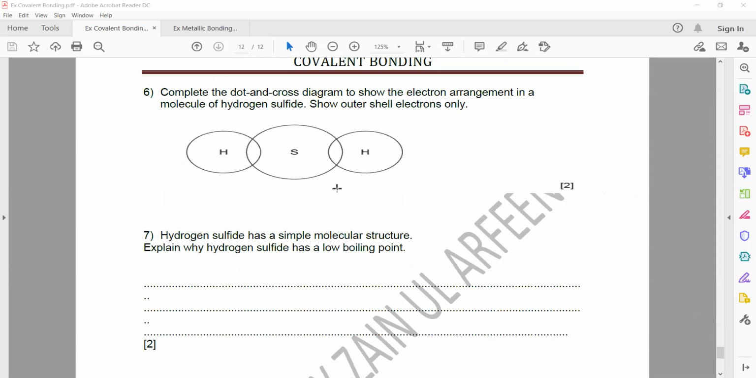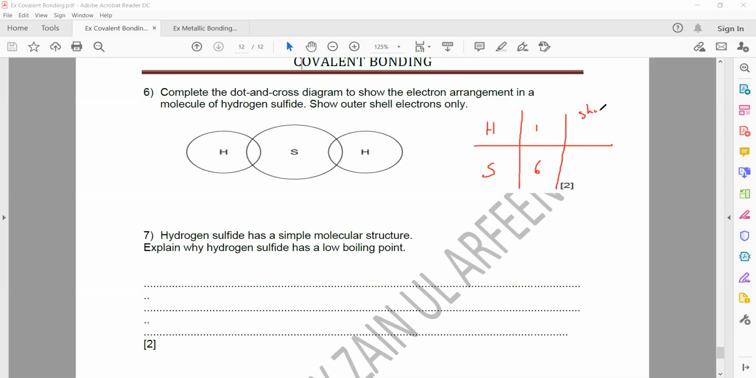Next, complete a dot and cross diagram to show the electron arrangement in a molecule of hydrogen sulfide. Show outer shell electrons only. So again, the same way, because it's covalent. How can you identify it's covalent? Because hydrogen is a non-metal, sulfur is also a non-metal. Hydrogen belongs to group 1, sulfur belongs to group 6.